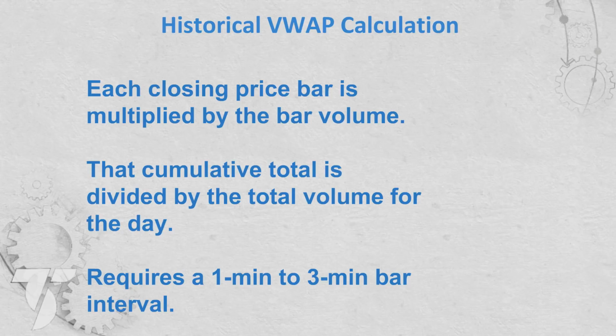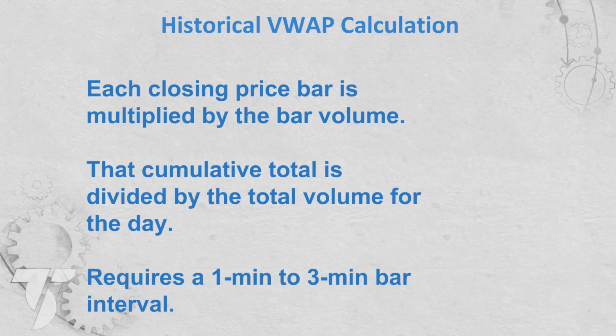The historical VWAP calculation that we're talking about today in the indicator that I'm going to show you is we take each closing bar price and multiply it by the bar volume. And then we accumulate those totals and divide it by the total volume for the day up until that point. So it gives us a very close approximation of the volume weighted average price in real time. However, it does require that the chart be a 1 to 3 minute bar interval.